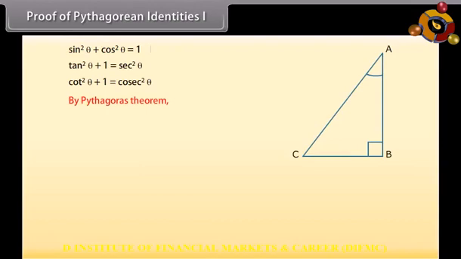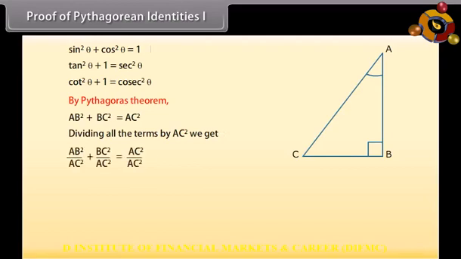Proof of Pythagorean identities 1. Now we will prove one Pythagorean identity and use it to prove other identities. For that, we take a right-angled triangle ABC. By Pythagoras theorem, AB square plus BC square is equal to AC square. Now dividing each term by AC square, we can write it as (AB upon AC) whole square plus (BC upon AC) whole square, which equals (AC upon AC) whole square.